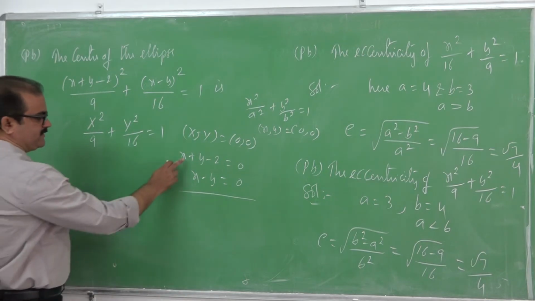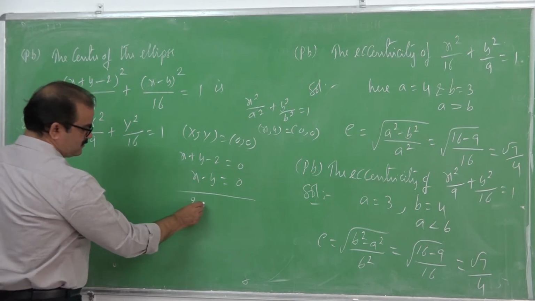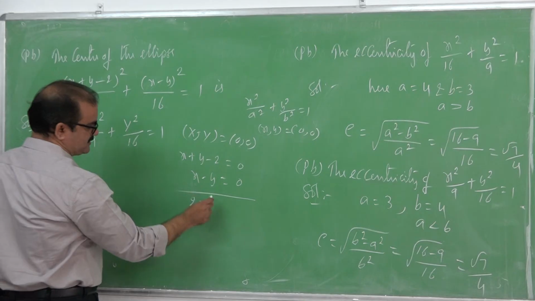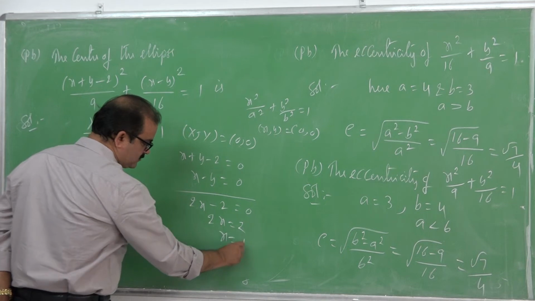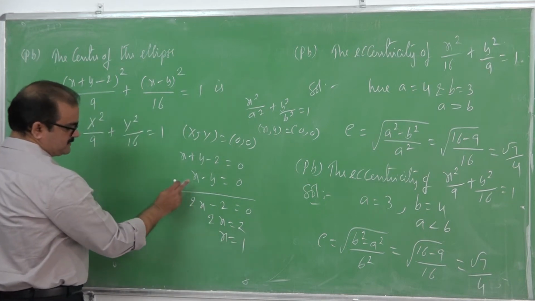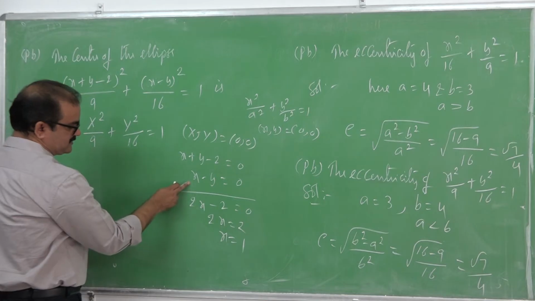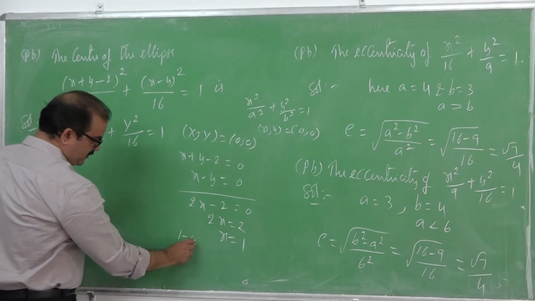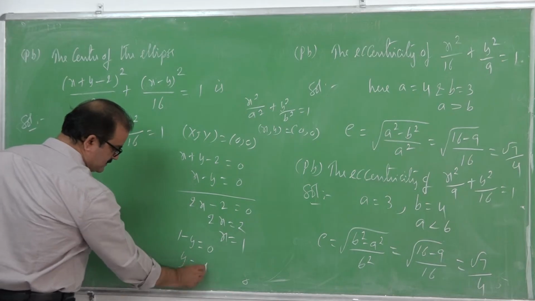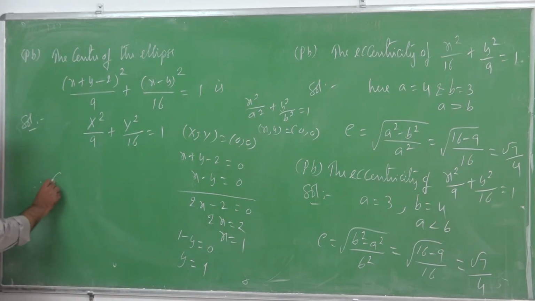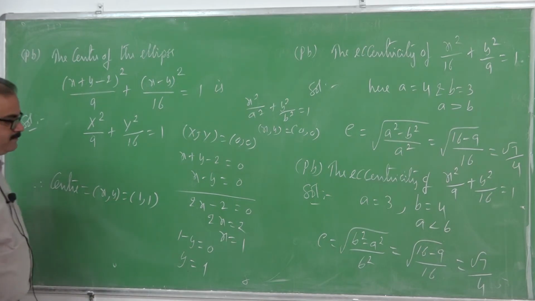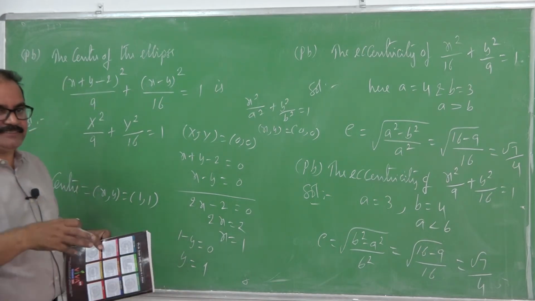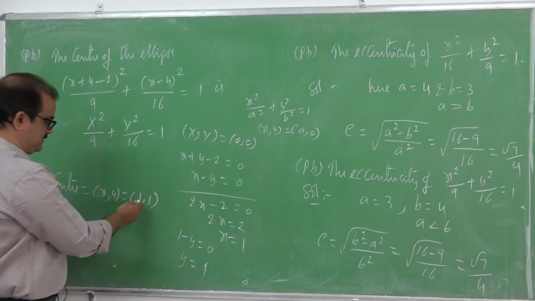How to solve these two equations? Just add: x plus x is 2x, y gets cancelled, minus 2 is equal to 0. 2x is equal to 2, x is equal to 1. Put x is equal to 1 in any one of these two equations. From the second equation, 1 minus y is equal to 0, so y is equal to 1. Therefore, the center of the given ellipse is x comma y is equal to 1 comma 1. In this way, even if the ellipse is not in standard form, we can find the center of that ellipse.